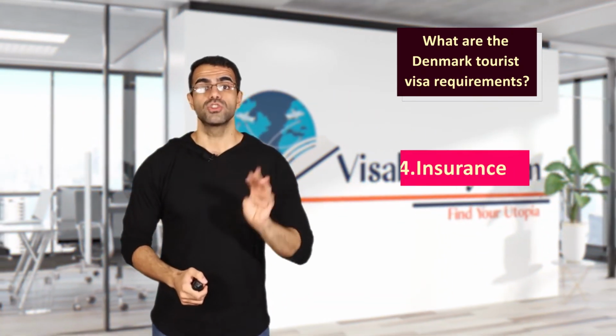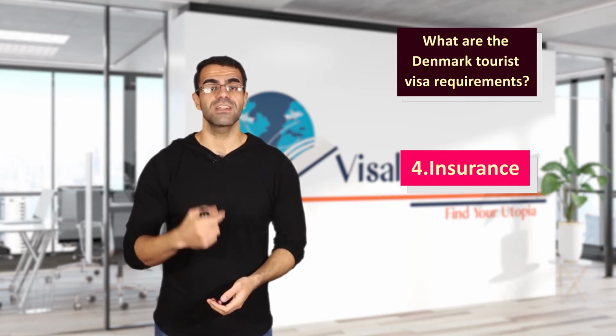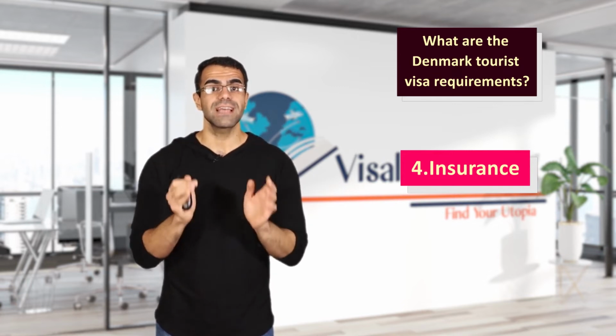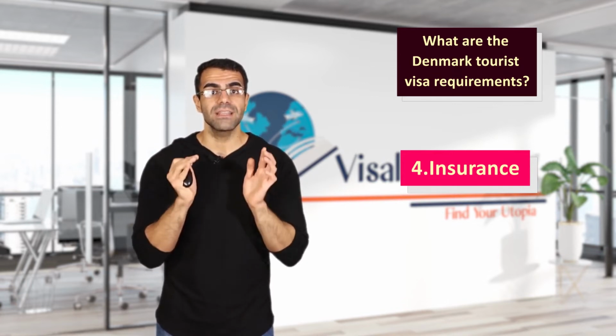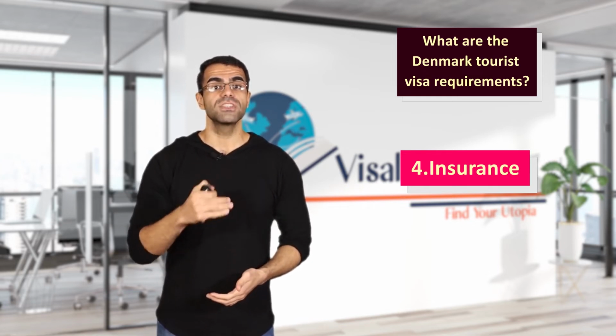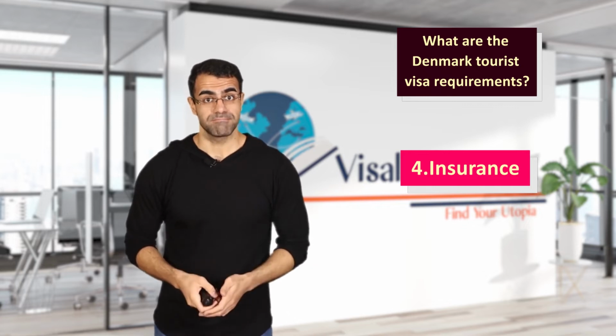Number 4, insurance. Purchase one to cover your expenses for 30,000 euros. Look at the insurance company's policy and see if they are valid in the EU or not. Also, see if they have a return policy or not, just in case the embassy rejects your visa.